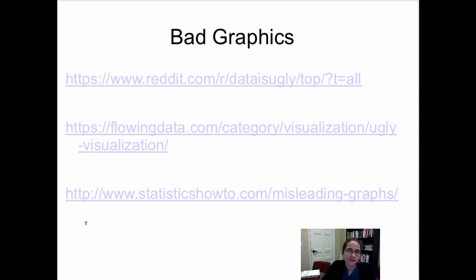I've got a bunch of bad graphics. You'll be doing this for your homework, isolating a particularly bad graphic and arguing why it is bad based on these principles. So we've got another Reddit thread, Data Is Ugly. You've got a Flowing Data graphic for ugly visualizations, and you've got a Statistics How To page on misleading graphs.